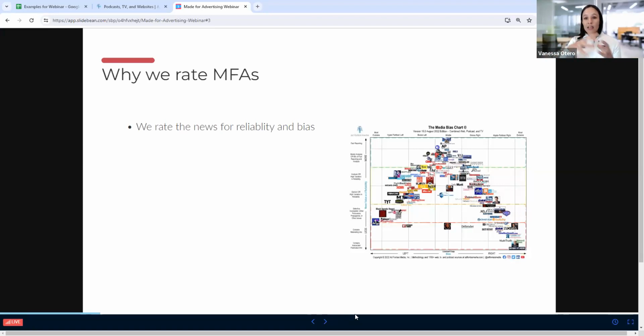Whereas big brands pulling away from the news category in general really makes it hard for these high reliability publishers to count on that income. So made for advertising sites fill this really strange and unique role in the media ecosystem, our online advertising system in particular. So I'll talk quite a bit about programmatic advertising today.